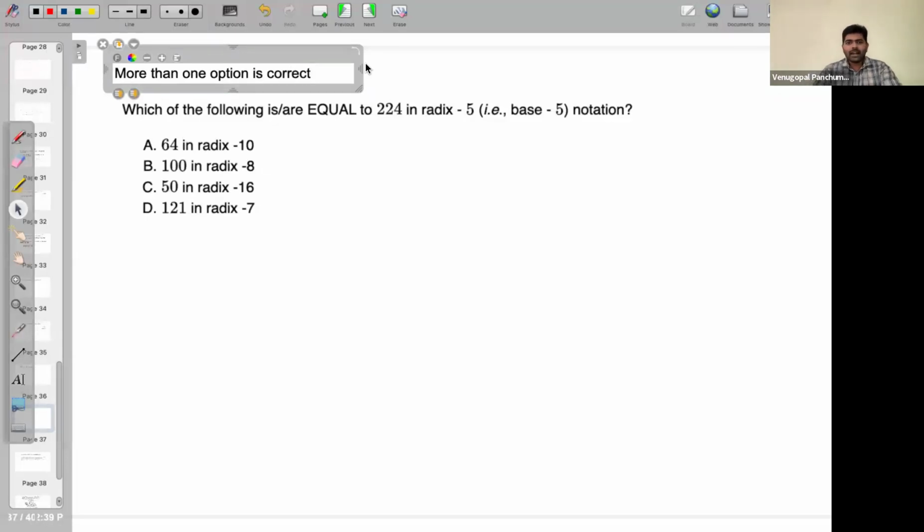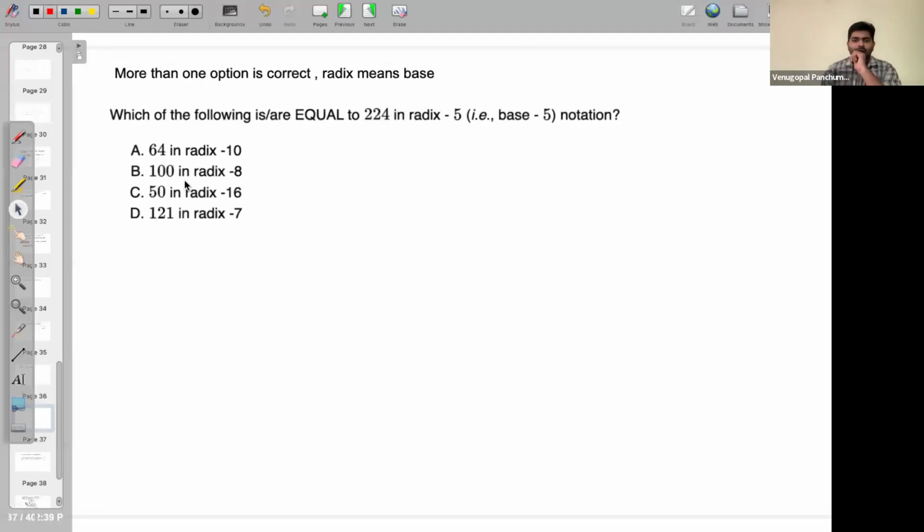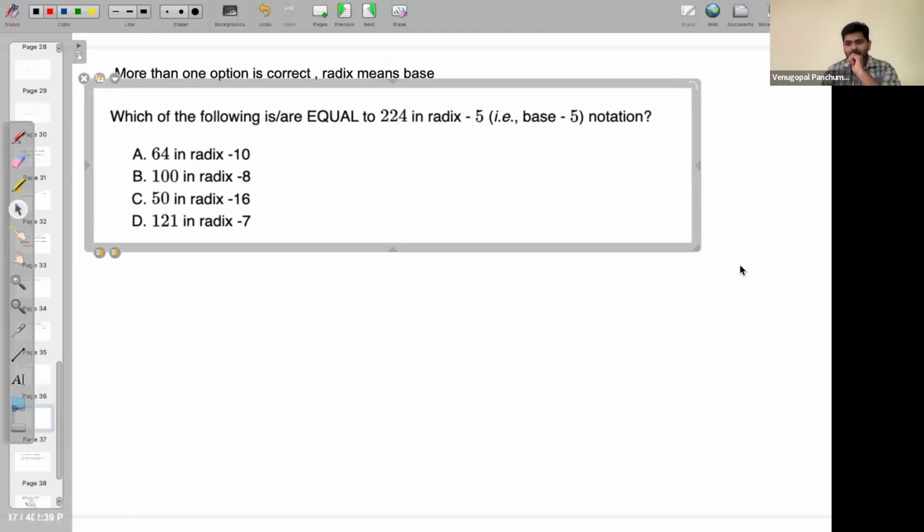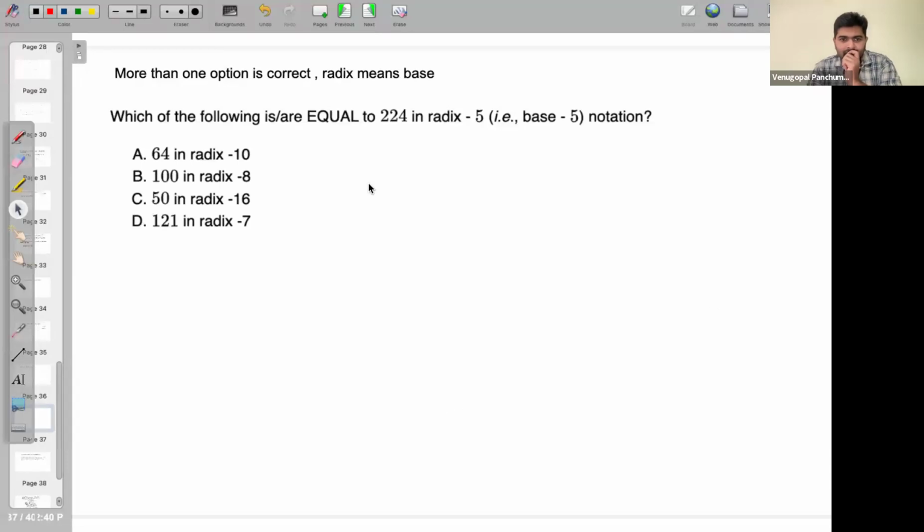Okay. So here radix means base. Some people will call it radix. Okay. So radix means base. Now come on. You can work it out and tell me what is the correct answer for this. So write all the correct options.